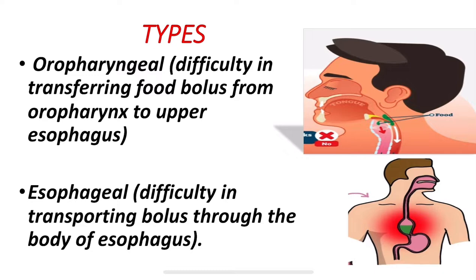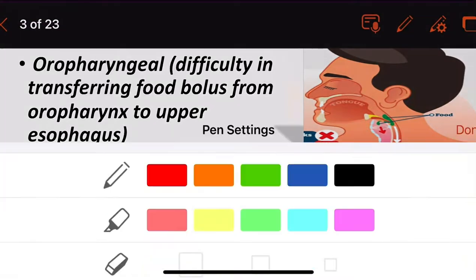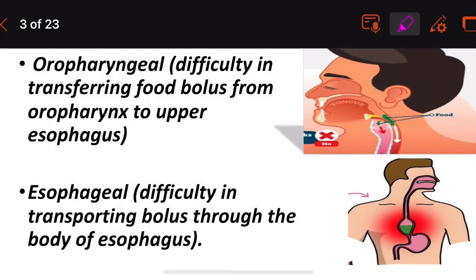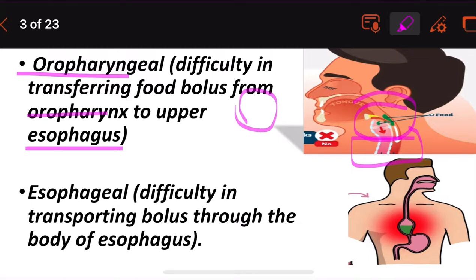There are two types, oropharyngeal and esophageal. Oropharyngeal is when there is a difficulty in transferring the bolus from the oropharynx to the esophagus. So you can see the food, this is the oropharynx and this is the upper esophagus. Whenever there is a problem in transferring the food from the oropharynx to the esophagus, it is oropharyngeal.